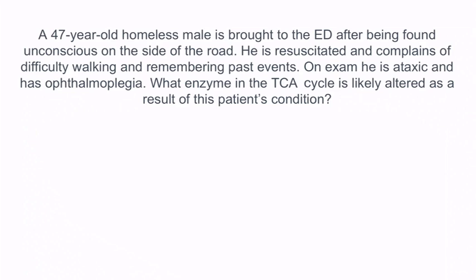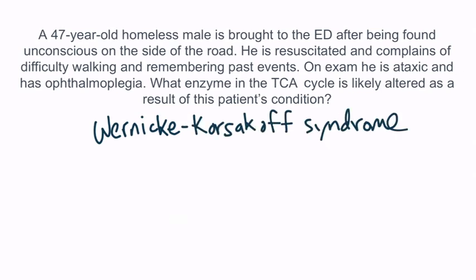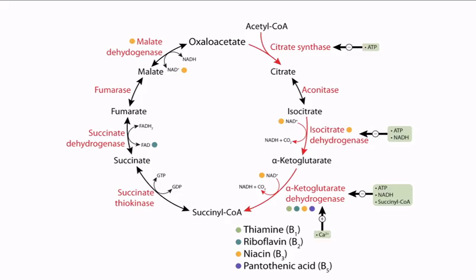From the question stem, you should have noticed that this patient has Wernicke-Korsakoff syndrome. This is a syndrome that results in a number of symptoms, including memory loss, so remembering past events, ataxia, so difficulty walking, and ophthalmoplegia. Wernicke-Korsakoff syndrome is caused by thiamine or vitamin B1 deficiency. Let's pull up the TCA cycle pathway and see what reactions would be affected. Notice from the figure that alpha-ketoglutarate dehydrogenase is the only enzyme in the TCA cycle that requires thiamine as a cofactor. So alpha-ketoglutarate dehydrogenase is the most likely affected enzyme.